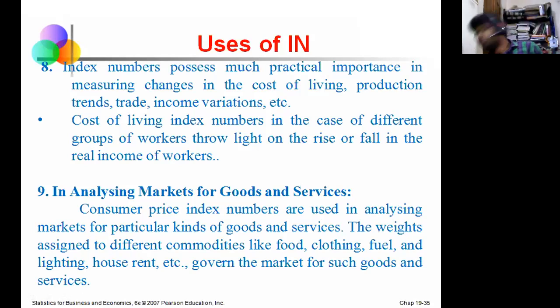And the ninth one, in analyzing the markets for goods and services. The index number can be used to analyze goods and services. For example, if you take CPI, the consumer price index, as we see in the newspaper, the consumer price index is used to analyze the markets for particular kinds of goods and services. It means they will consider some goods which the consumer can consume. That is called the consumer price index.